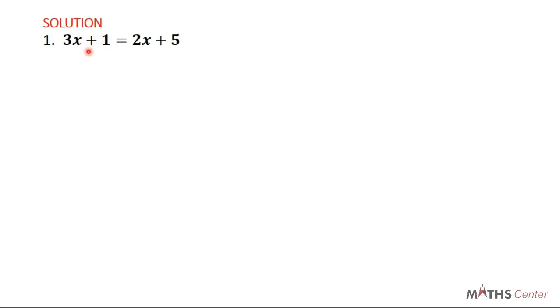So when you come here, 3 here has x attached to it, so we have 3x. 2 here has x attached to it, we have 2x, which means that 3x and 2x are like terms, so they will be on one side.